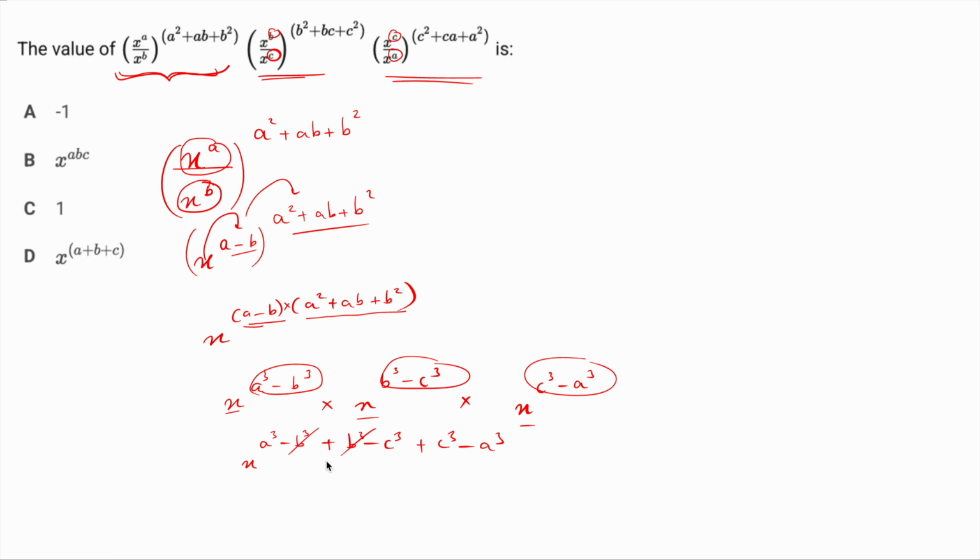So minus b cube plus b cube cancels, minus c cube plus c cube cancels, a cube minus a cube also gets cancelled. Everything cancels to give you 0. The final answer is x raised to 0. X raised to 0 will be equal to 1, and that is my C option. Okay, beautiful question. Combining your algebraic equation with indices, a very common question format in these exams. The answer is option C.